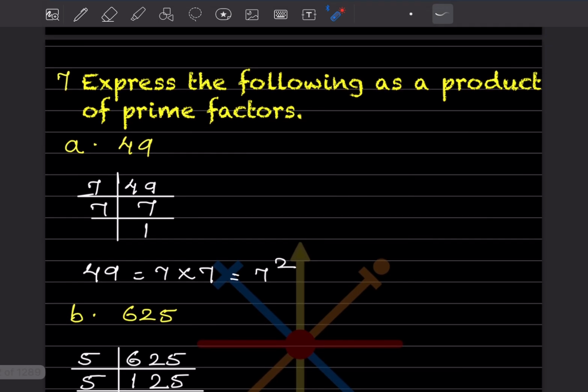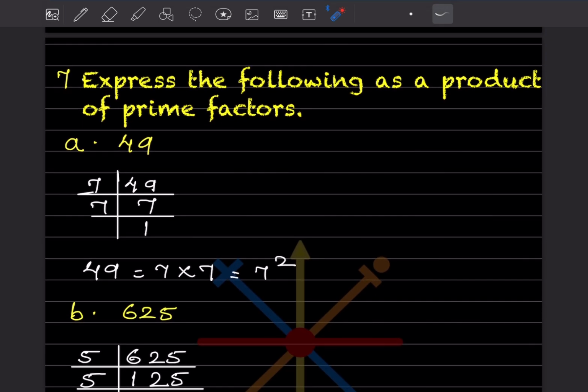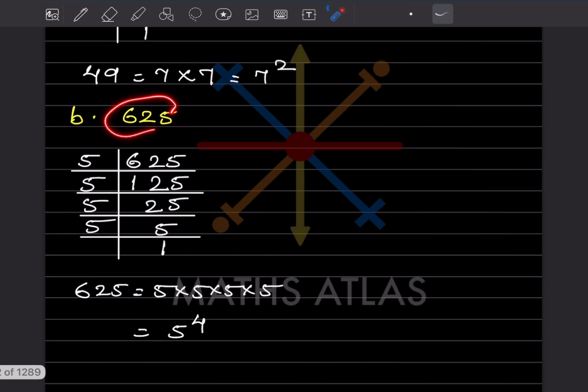Express the following as a product of prime factors. 49, that is 7 sevens are 49 and 7 ones are 7. So 49 is 7 into 7, that will be 7 raised to 2. 625, that will be 5 125s are, 5 25s are, 5 5s are, and 5 ones are. So 625 will be 5 5s are 25 here. These will be the factors of it, so that will be 5 raised to 4.